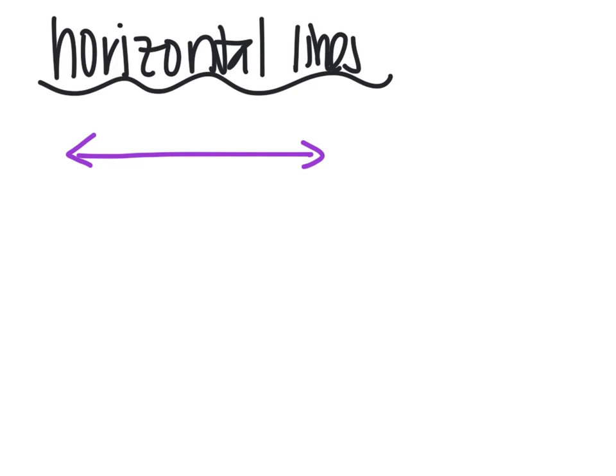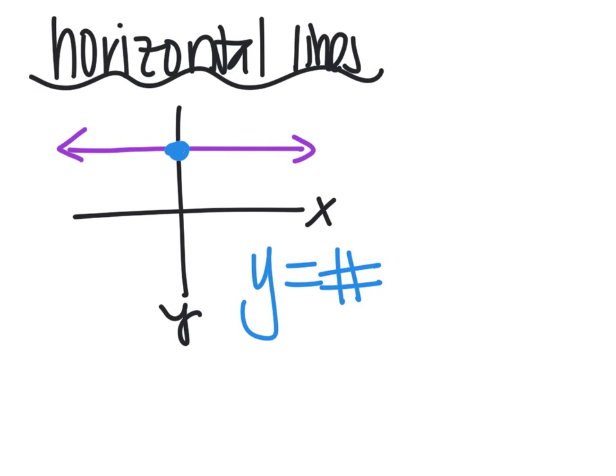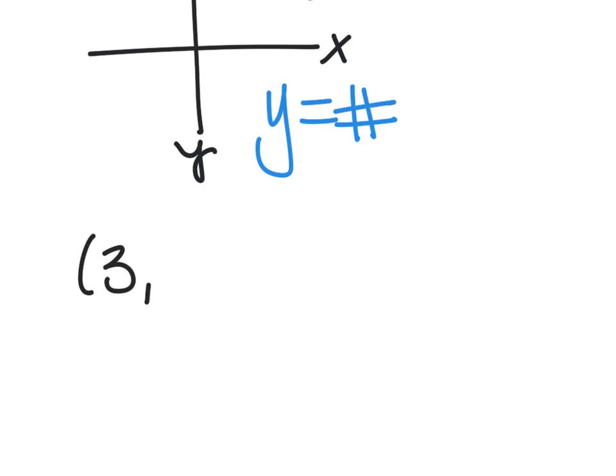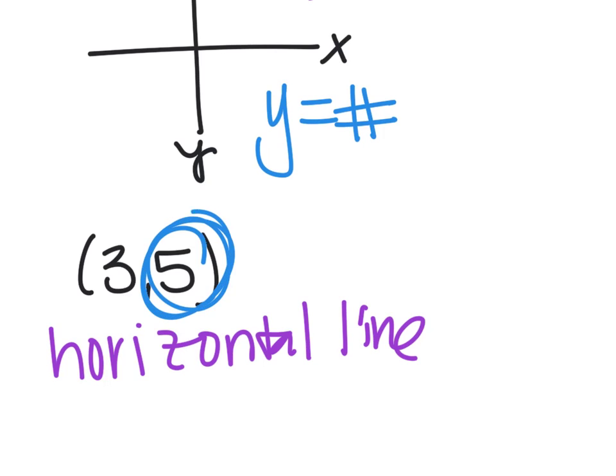Remember that horizontal lines are lines that are drawn this direction. So imagine on a graph where you had an x and a y axis. That horizontal line is only going to touch the y-axis at some point, so its equation is always y equals some number. So if you were given a point of 3, 5, and you wanted the horizontal line that went through that point, it's really easy. You look at the y value. Whatever the y value is tells you what that equation is. It would be y equals 5.